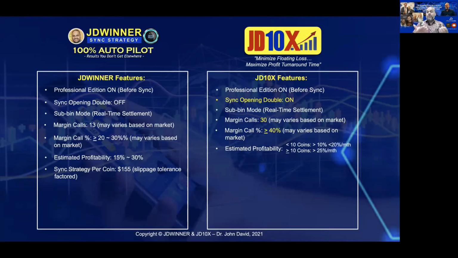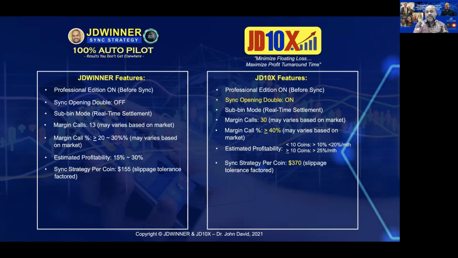Now, if you have a smaller capital, I would advise you to go and try JD Winner first, because it is only 155 per coin. All right. Now, please understand the number of coins plays an important role in your profitability, because in sync strategy, this is what we call law of probability. The more coins that you have and the higher NOC, definitely you will see a much better profit. But if you are just testing with one coin, do not expect 15%. It may not even happen, because of the probability.